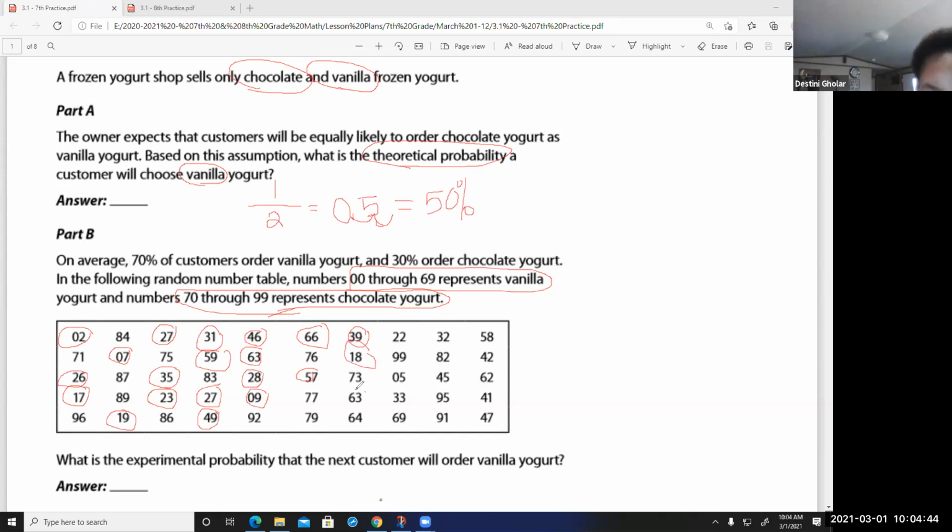18. 63 and 64. 22. 33. 69. 32. 45. 58. 42. Good.